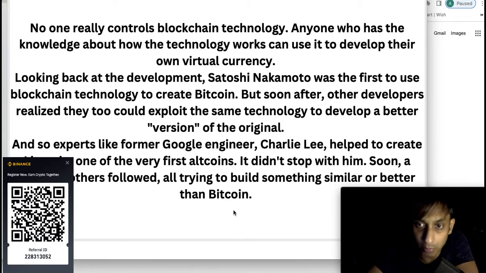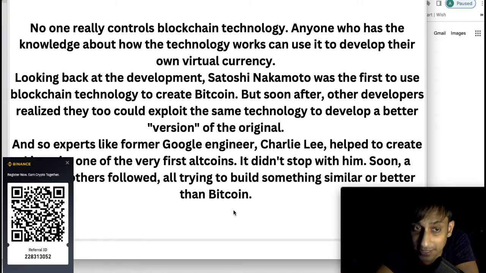Now, coming on to understanding the different types of cryptocurrencies and why there are so many: no one really controls the blockchain technology. Anyone who has the knowledge about how the technology works can use it to develop their own virtual currency. Looking back at the development, Satoshi Nakamoto, the founder of Bitcoin, was the first to use the blockchain technology to create Bitcoin. But soon after, other developers realized they could exploit the same technology to develop a better version of the original. And then it went on and on, where even the utility version of blockchain utilization happened in the form of cryptocurrency.